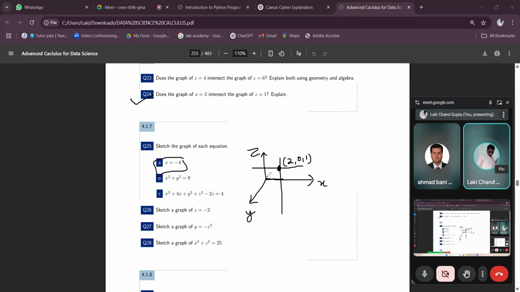Draw the graph of this. Draw only a line parallel to the x-axis, which is at -4 units. So this is the line that you draw.